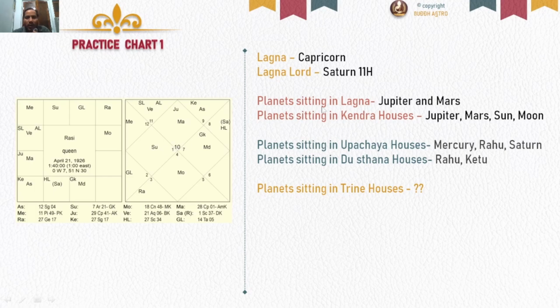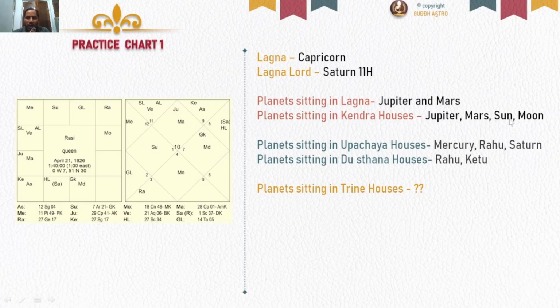Right? Now we will talk about planets which are sitting in the Lagna. What is the Lagna? This first box is the Lagna. The diamond shaped box is the Lagna. Right? Here Jupiter as well as Mars are sitting. So the planets sitting in the Lagna are Jupiter and Mars. Now the planets which are sitting in the Kendra houses. What are the Kendra houses? First house, then the fourth house, then the seventh house, then the 10th house, right? These are the Kendra houses. You can already see the diamond shaped box. Within this diamond shaped box, the Kendra houses are written.